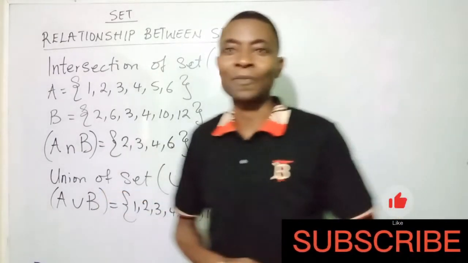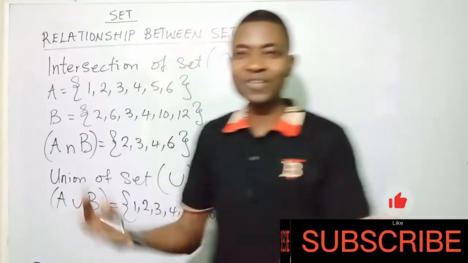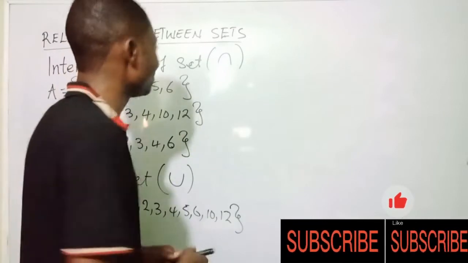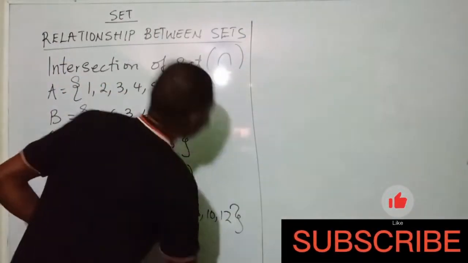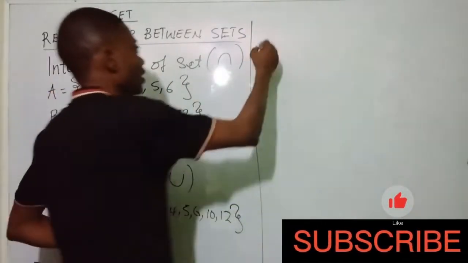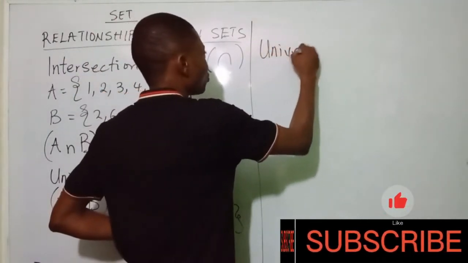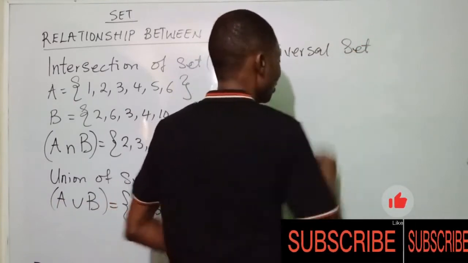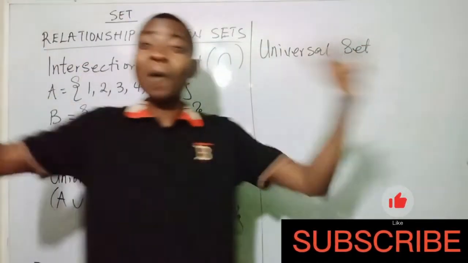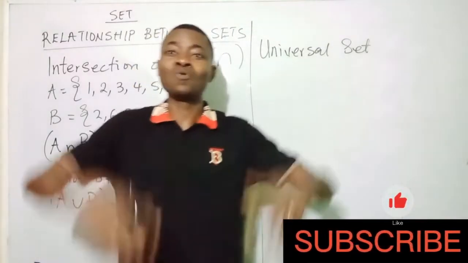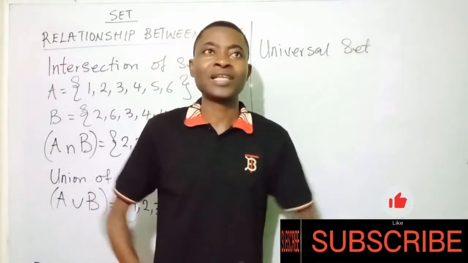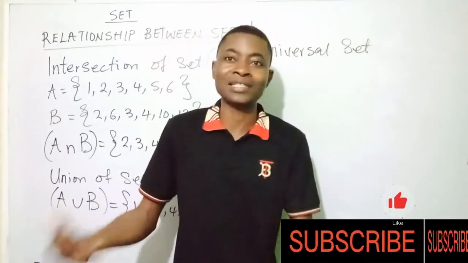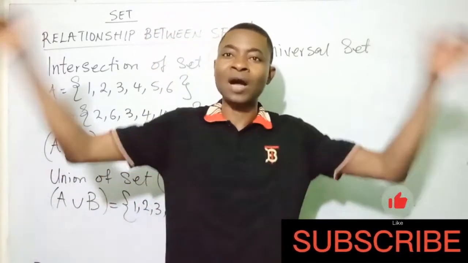Now let's talk about another type of set: the universal set. From the name universal, what comes to mind? The universal set is like the compound. It's the warehouse of all the sets. It's the set that contains all the other sets, the smaller sets, maybe like the subsets. All their elements will be found in the universal set.